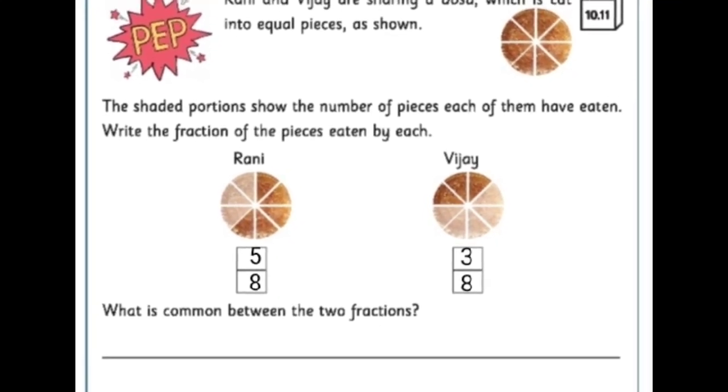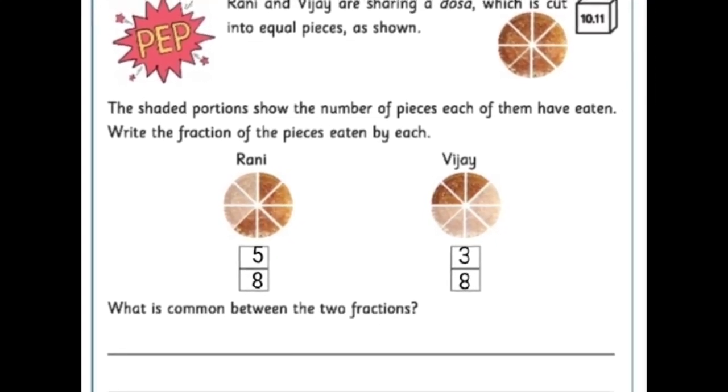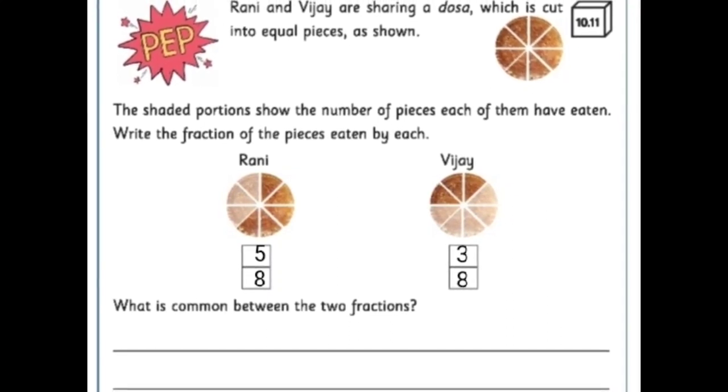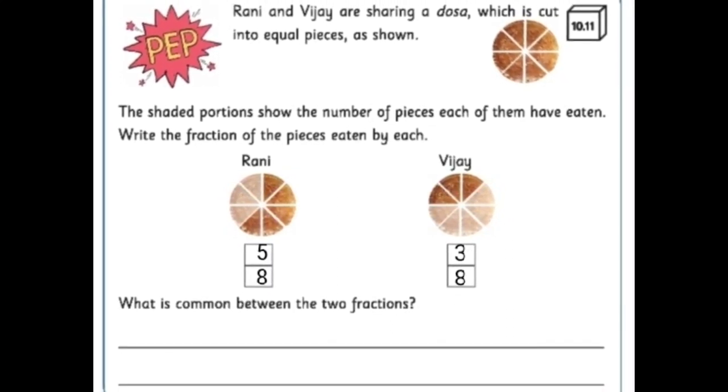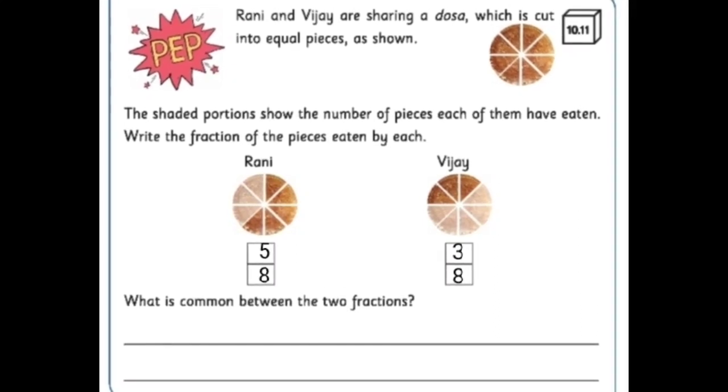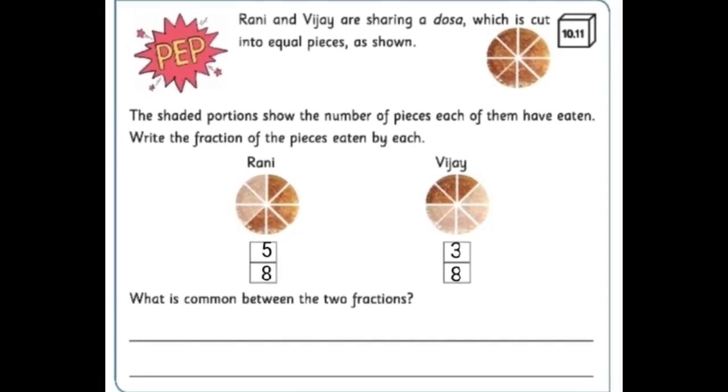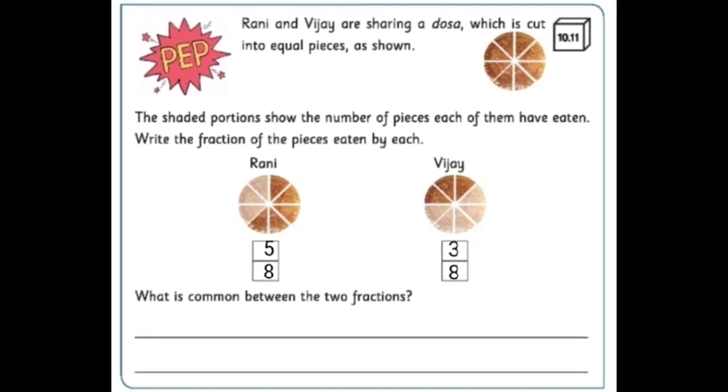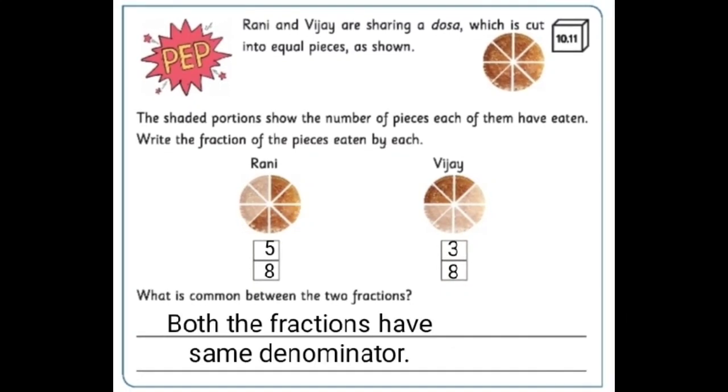So here we got two fractions, 5 by 8 and 3 by 8. What is common between these two fractions? Can you find anything common here? Yes, both the fractions have the same denominator, right? In both the fractions, the denominator is 8. Fractions that have the same denominator are called like fractions.